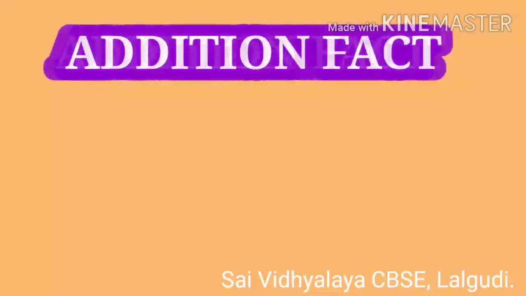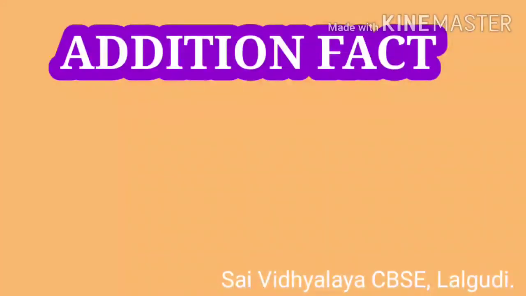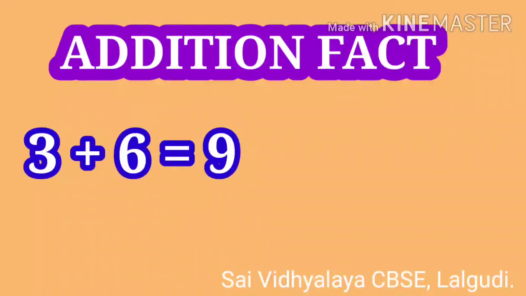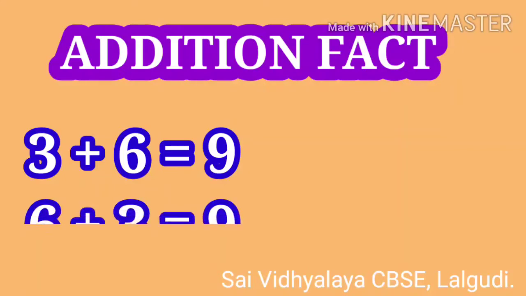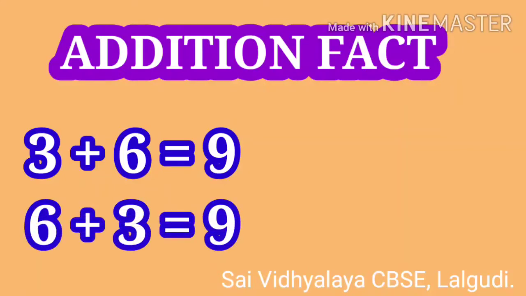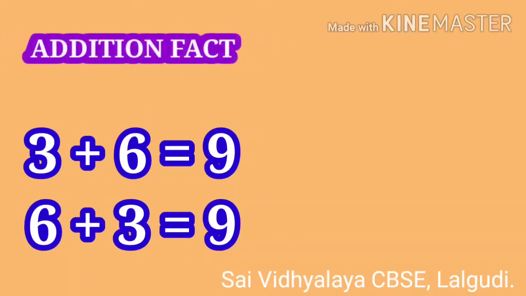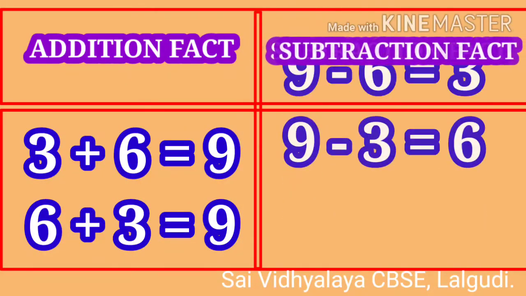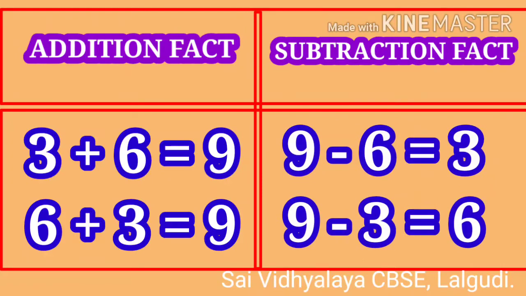Now, remember the addition fact. 3 plus 6 is equal to 9. 6 plus 3 is equal to 9. Well, for every addition fact, there is a corresponding subtraction fact too. This shows that the numbers can be interchanged in addition.